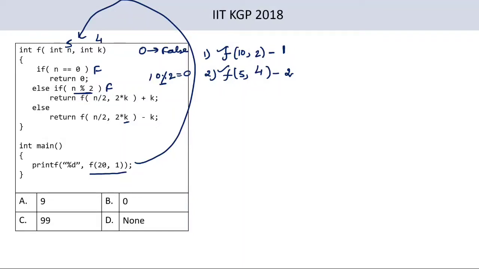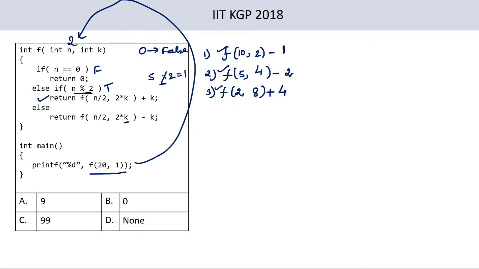Is n equal to 0? The condition is false because n is not 0. Now 5 modulo 2 will give you 1. Since it is 1, the condition becomes true, because anything other than 0 is always true. So I'll execute this statement now. That is, I will call function f the third time. 5 by 2 is what? 2, because when you divide 5 by 2 you get quotient 2. 2 into k, what is the current value of k? 4. 2 into 4 becomes 8, plus k, which is 4. Now you call this function with value 2 and 8.